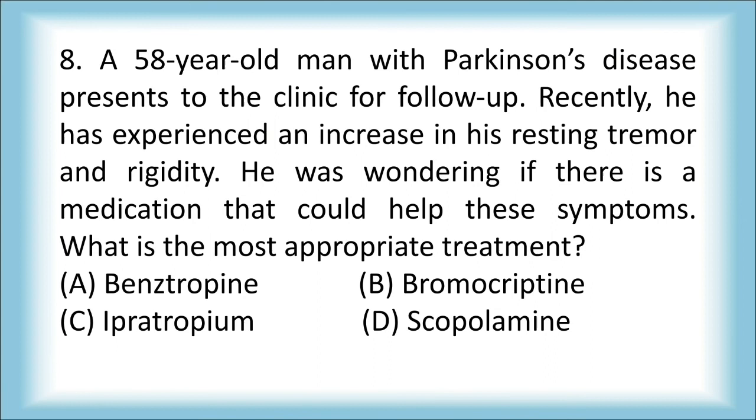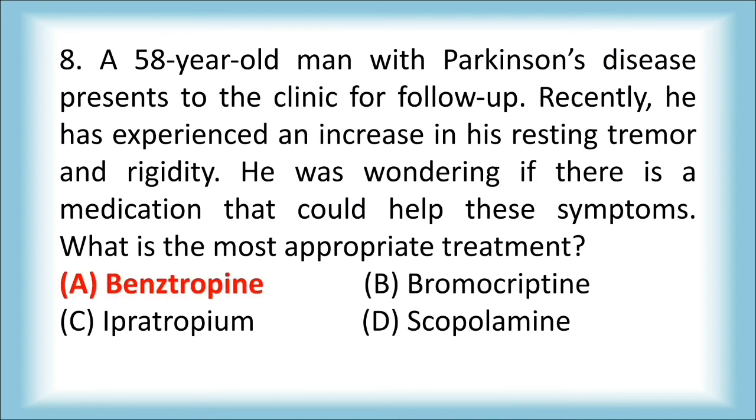Next question. A 58-year-old man with Parkinson's disease presents to the clinic for follow-up. Recently, he has experienced an increase in his resting tremor and rigidity. He was wondering if there is a medication that could help these symptoms. What is the most appropriate treatment? Option A, benztropine. Option B, bromocriptine. Option C, ipratropium. Then option D, scopolamine. Here, the correct answer is option A, benztropine.